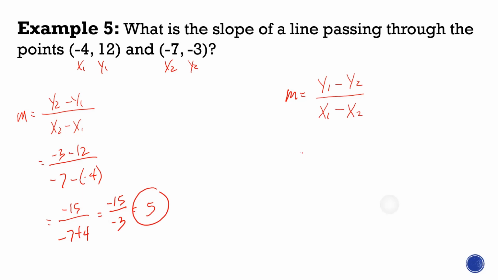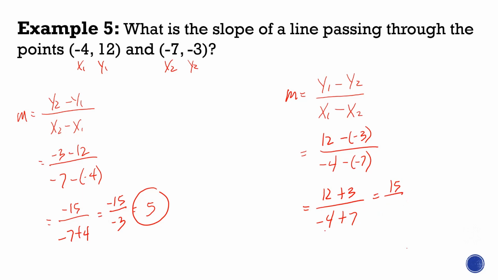Now, what if we use this formula? Will it still be 5? Let's check. 12 minus negative 3 over negative 4 minus negative 7. So this is 12 plus 3 over negative 4 plus 7. Negative, negative will result into a positive, right? So this is 15 over. They have different signs, so you will subtract them. That's positive 3. There you go. The answer is 5. Okay, any of these formulas will do.